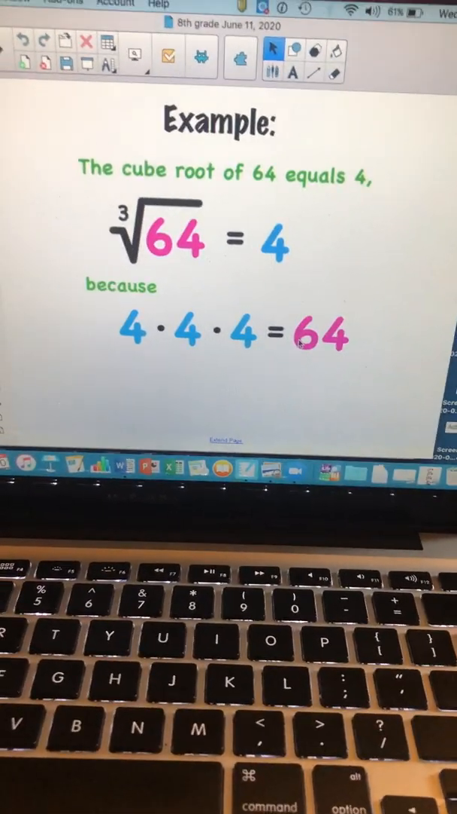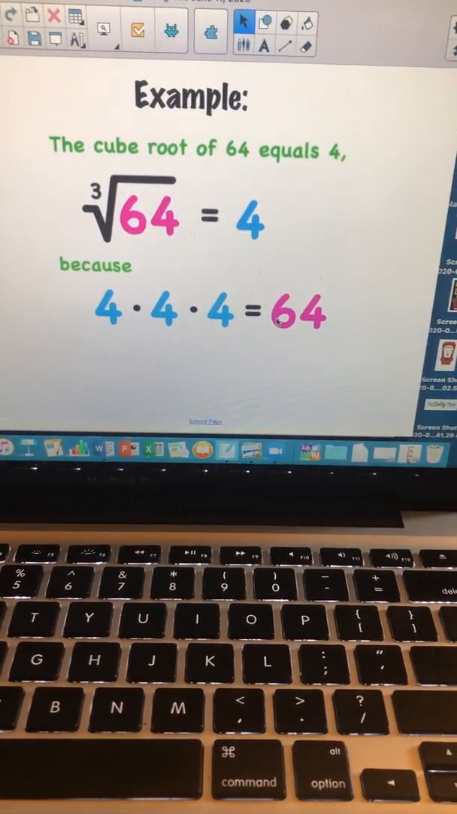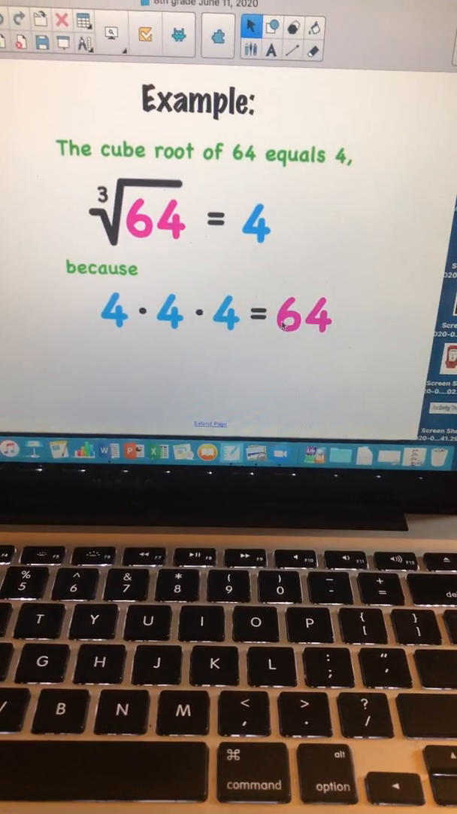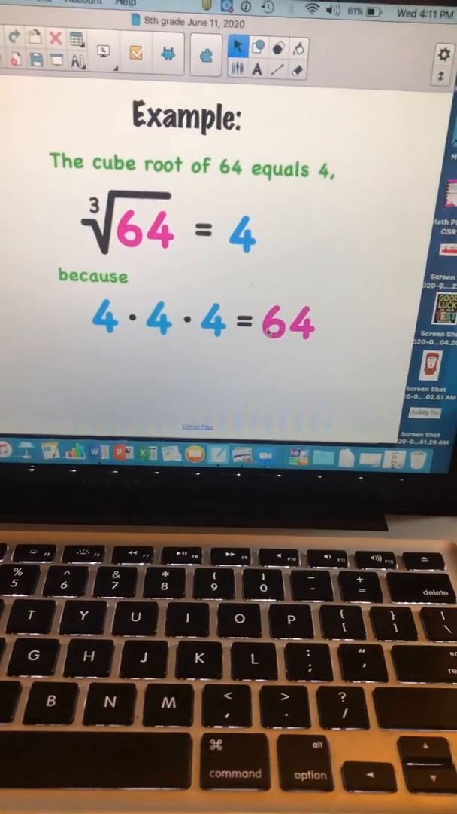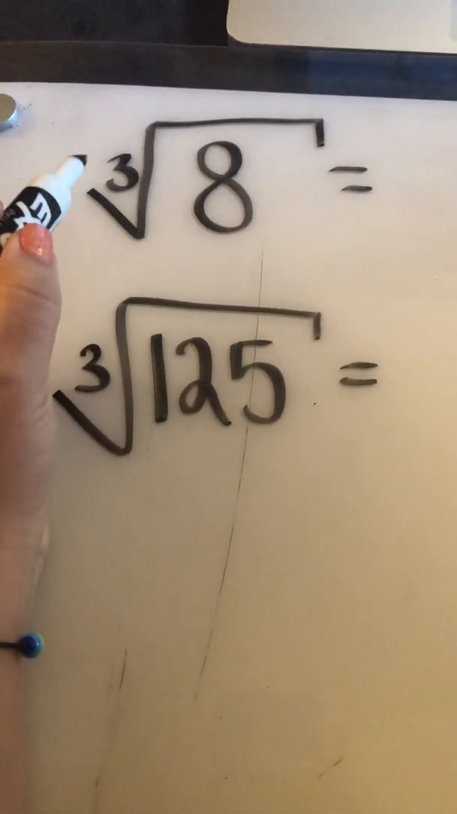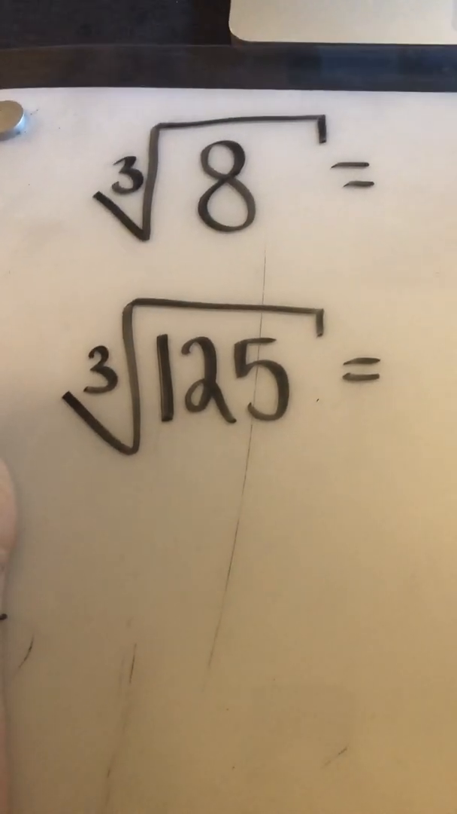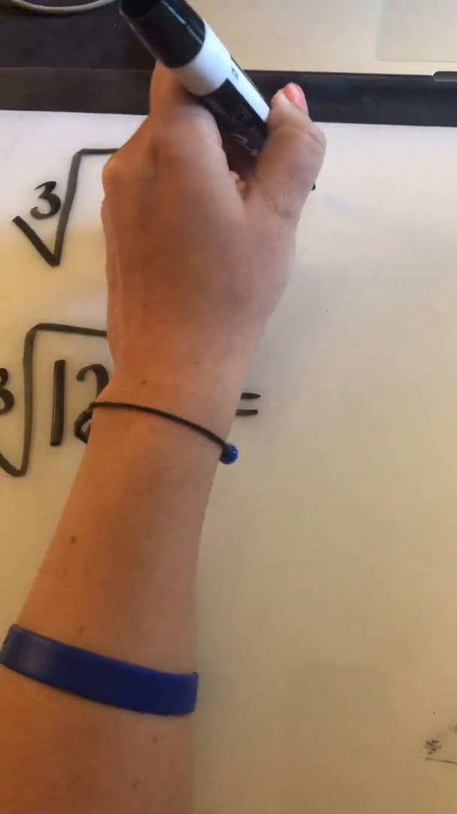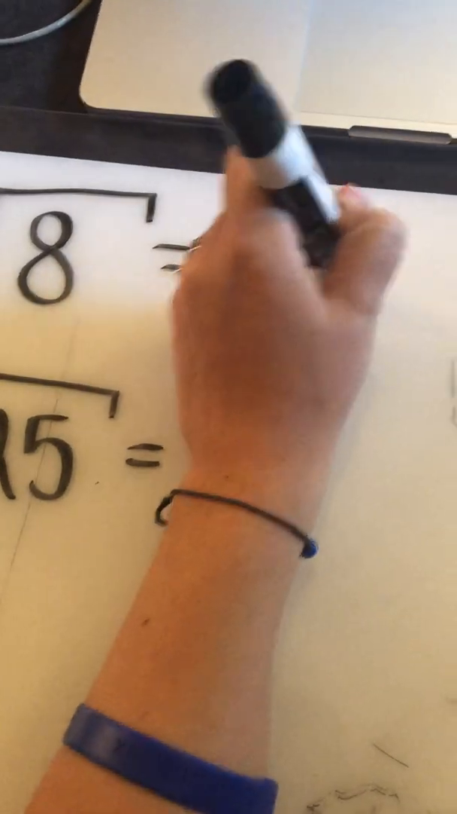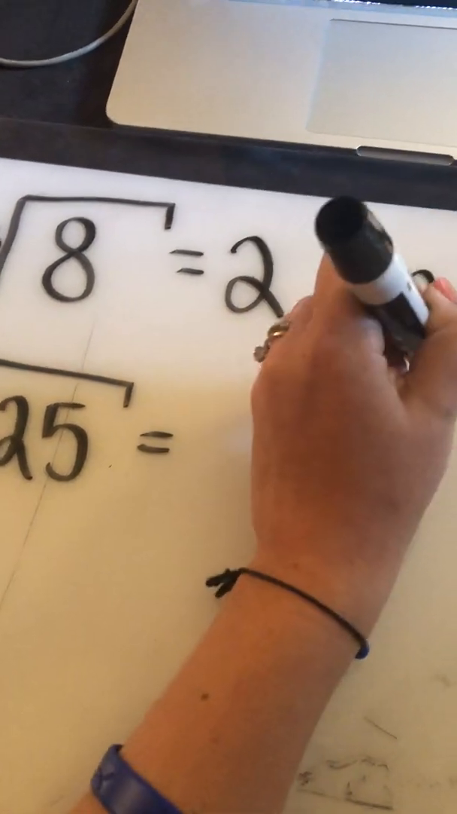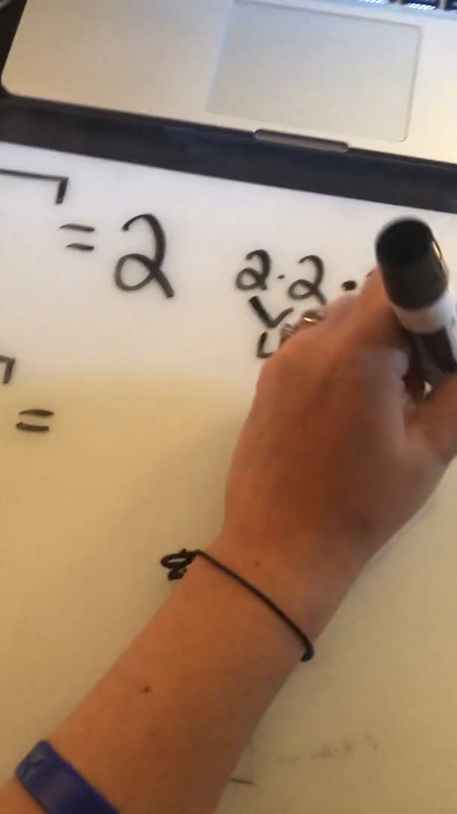Here's an example that breaks it down for you. So the cube root of 64 is going to be 4 because 4 times 4 times 4 gives you 64. Okay, here's a chart that kind of gives you some common examples. I have a couple here just to review with you. So we just did this one, the cube root of 8. We're going to think, okay, what number times itself 3 times gives us 8? That number is going to be 2. Why? Because 2 times 2 gives you 4 times another 2 will give you 8.